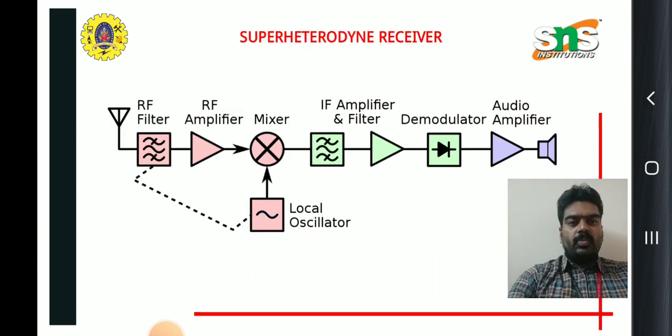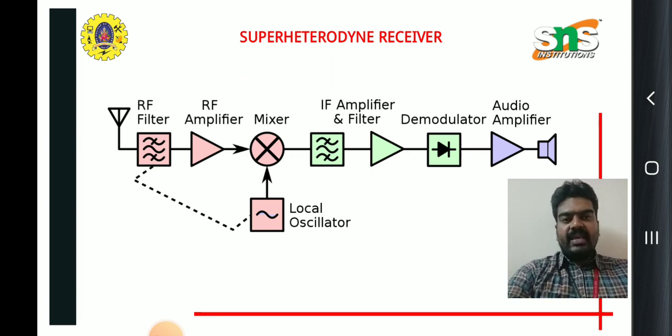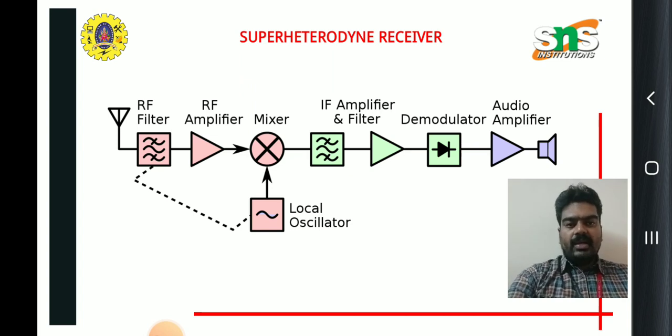So this is the superheterodyne receiver block diagram. Superheterodyne means that it is actually a mixing. In this diagram, we have a receiving antenna, an RF amplifier, an RF filter, another RF amplifier, the mixer section, and then the IF amplifier and filter, demodulator, and audio amplifier.